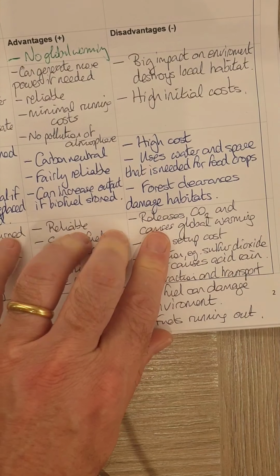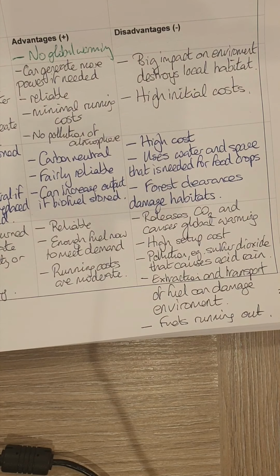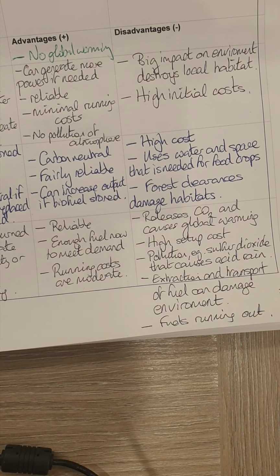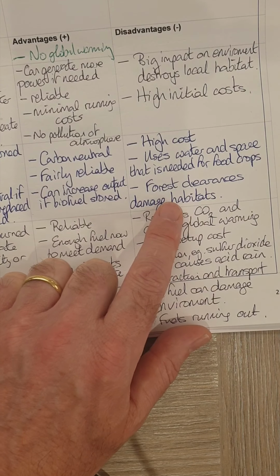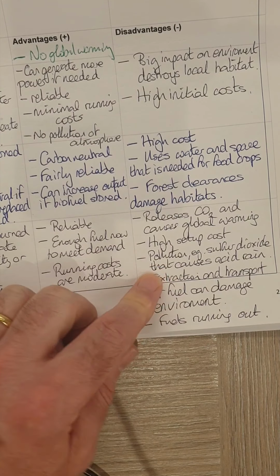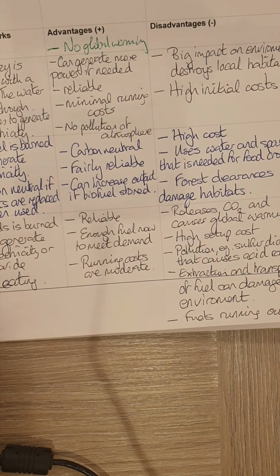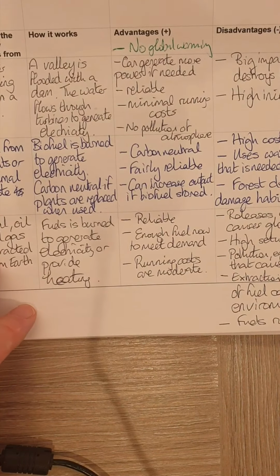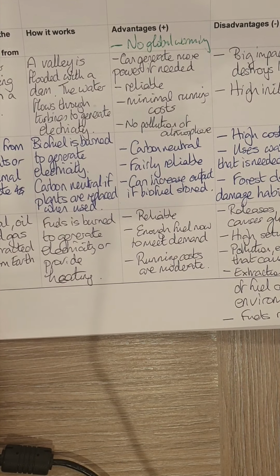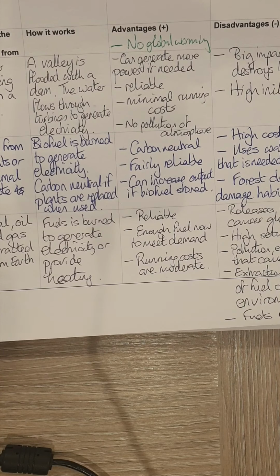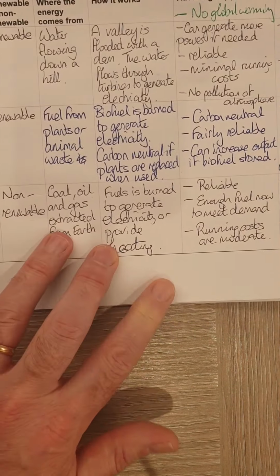Disadvantages: high cost to set up. It uses water and space that would otherwise be used for example, growing crops for food. And the increase in use of biofuels has led to forests being cleared, which has damaged habitats. So biofuels, there is the argument that they're carbon neutral, but this is something that's still argued about, whether they are truly carbon neutral.